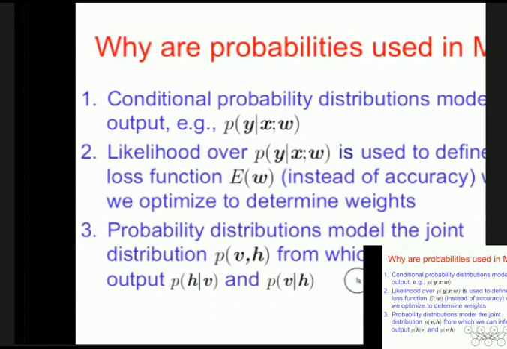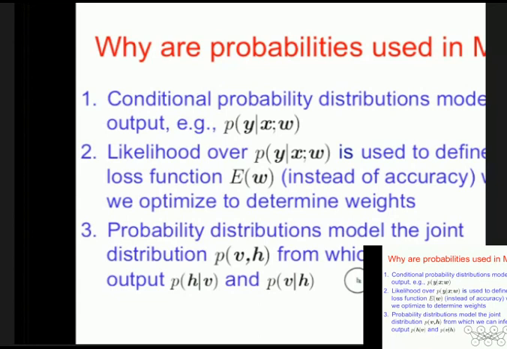Another one is likelihood over P of Y given X, W is used to define a loss function E of W instead of accuracy, which we optimize to determine the weights. So there is the key point. Why probabilistic output? Well, we are formulating in a probabilistic way because we want to have a function we need to optimize. What is the best value of those weights? And so we go about defining a probability distribution, and using the probability distribution, you can calculate the likelihood over a set of observations. And we define that as the loss function E of W, and we say we want to maximize that, or we take the negative and minimize that. So it's got something to do with the loss function.